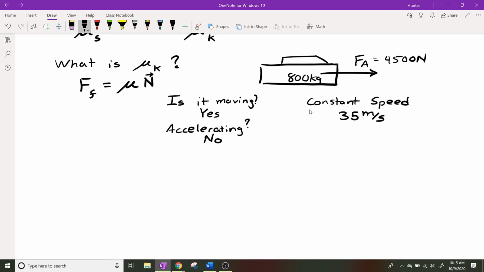If it's not accelerating, that means that, according to Newton's second law, that is the third law. The third law will tell you that for every action, there's an equal and opposite reaction. This is not inertia. Yeah, inertia is the first one. So the second law basically tells us that the sum of the forces is equal to the mass times the acceleration. So our acceleration is 0.